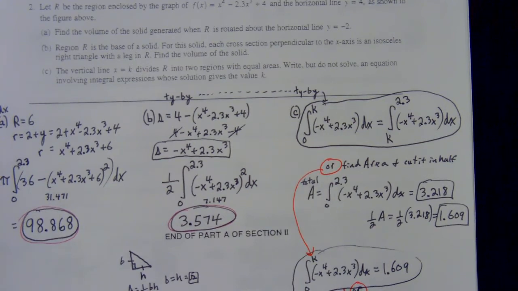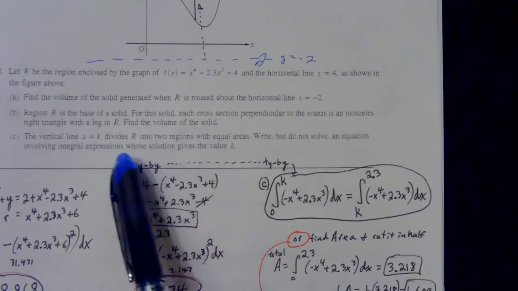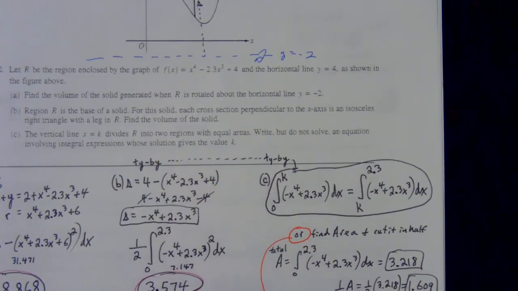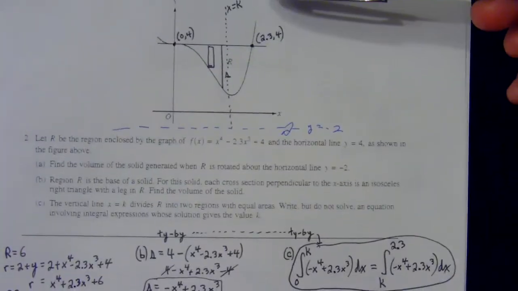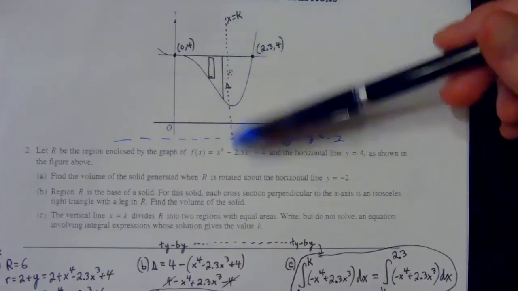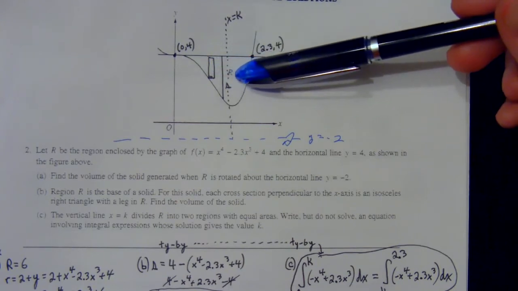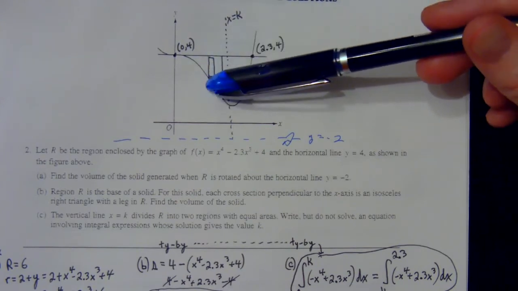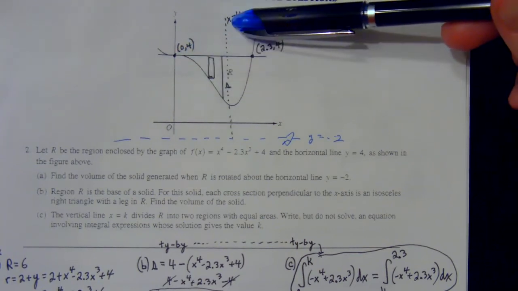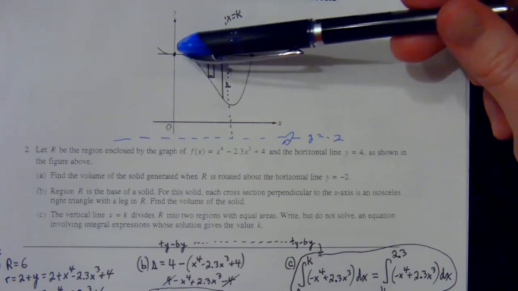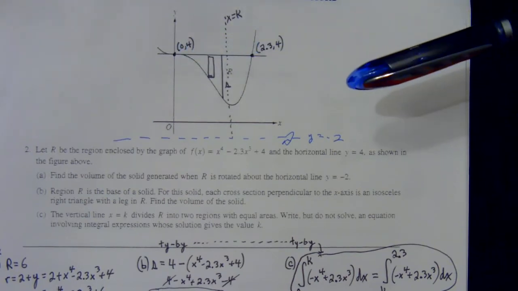And then the last part of that, it says x equals k is a vertical line that divides us into 2 equal areas here. So I went to my picture and I drew in x equals k. I drew in a vertical line there. The left area is equal to the right area, which means I can go top curve minus bottom curve from 0 to k, top curve minus bottom curve from k to 2.3. As I go left to right, those are the x's that we're using there.